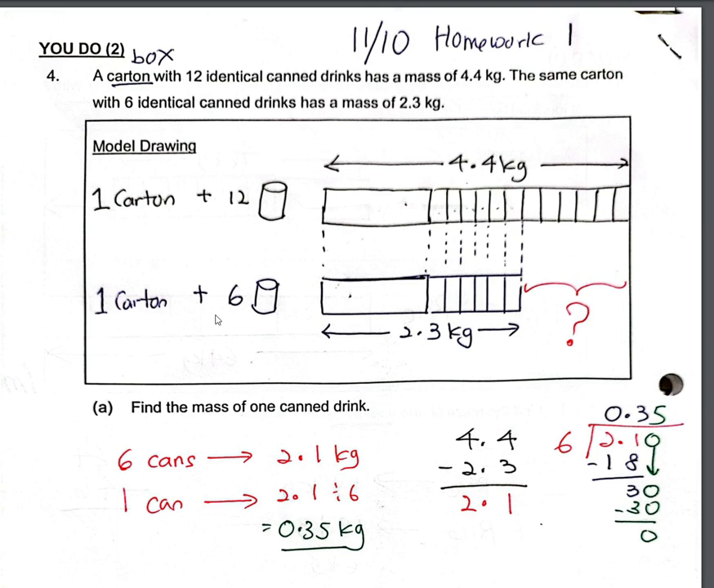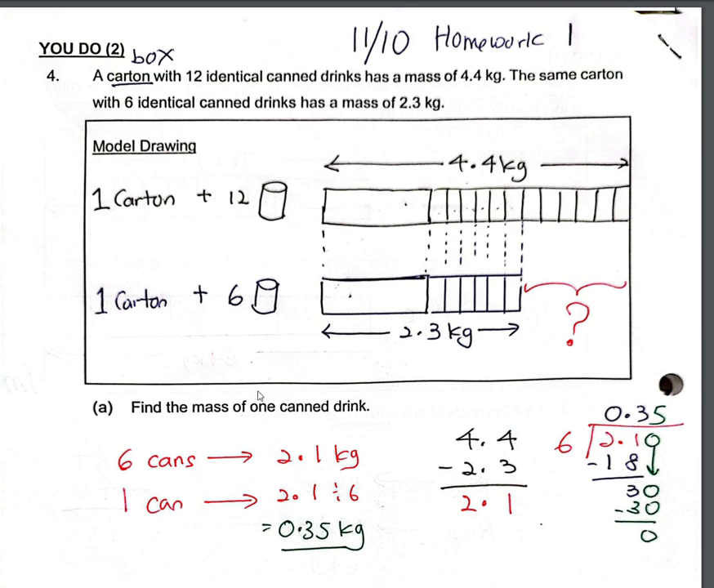Now, the same carton and 6 identical canned drinks now has a mass of 2.3 kilograms. So, of course, fewer cans will mean less mass. Carton and 6 cans will be 2.3 kilograms. Now, what is the mass if I subtract these two? Subtracting them is simple. 4.4 minus 2.3 is 2.1. But what does it represent? This 2.1 kilograms will represent this missing part, which is the 1, 2, 3, 4, 5, 6 cans of drinks.